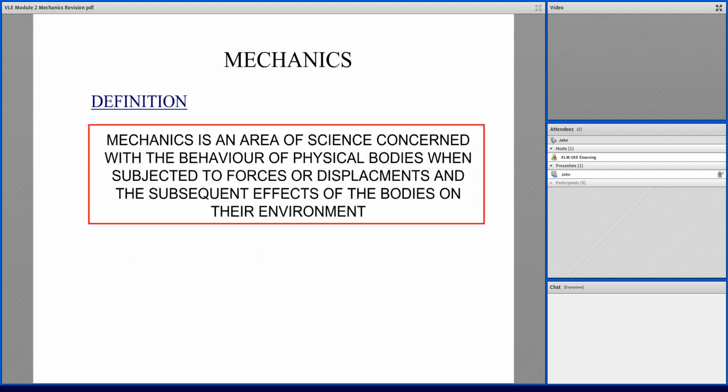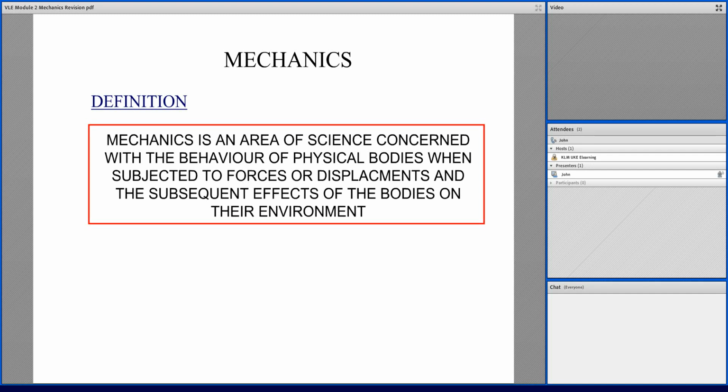Now, before we get going, just some revision about mechanics in general. There's a definition here that I've put up on the slide, and it is that mechanics is an area of science concerned with the behaviour of physical bodies when subjected to forces or displacements and the subsequent effects of the bodies on their environment. Now, in this particular video, we'll be mainly concerned with a branch of mechanics known as statics. As previously said, we'll be dealing mainly with forces and how they act.